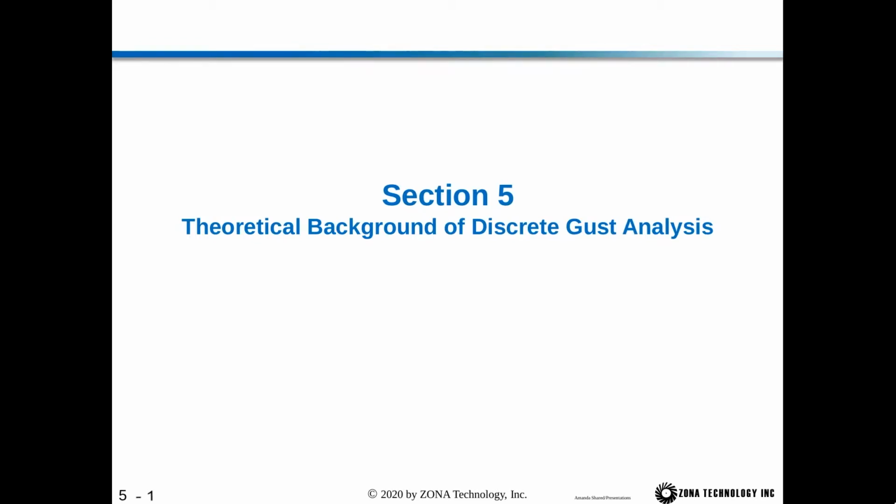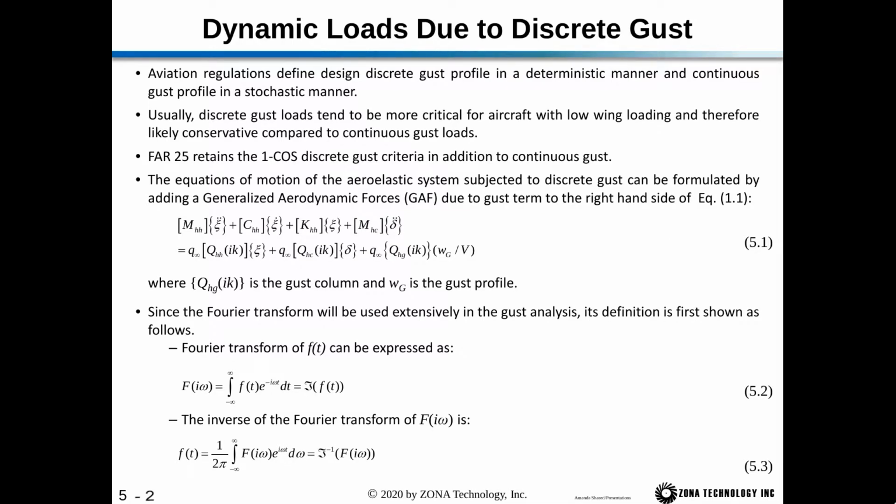Let's continue the ZAERO Advanced Training, Section 5, Theoretical Background of Discrete Gust Analysis. The aviation regulations define the design discrete gust profile in a deterministic manner and continuous gust profile in a stochastic manner. Now, usually discrete gust loads tend to be more critical for aircraft with low wing loading, and therefore they are likely conservative compared to the continuous gust loads. The FAR 25 retains the 1 minus cosine discrete gust criteria in addition to continuous gust.